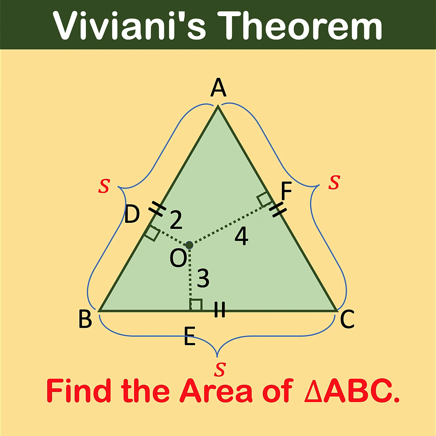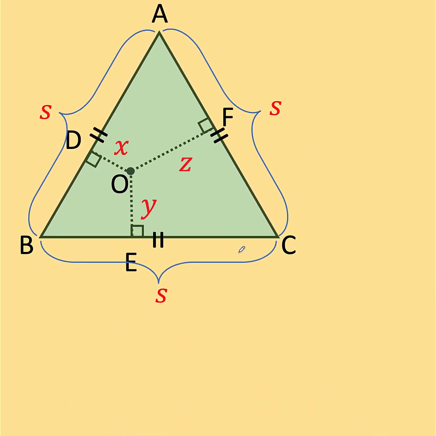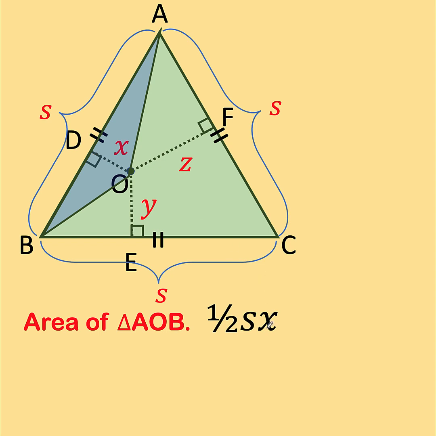Now let's solve this problem together by first deriving Viviani's theorem. We're going to replace these distances 2, 3, and 4 with variables x, y, and z and derive the formula. We begin by identifying this triangle AOB. The area of this triangle is equal to 1/2 its base. In this case, the base is S units and the height is x units.